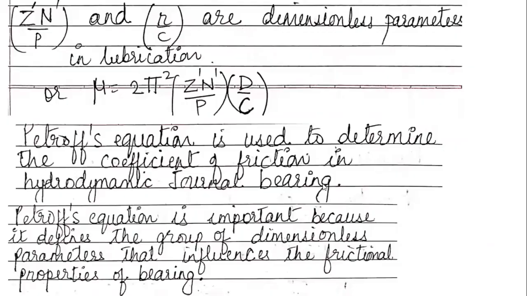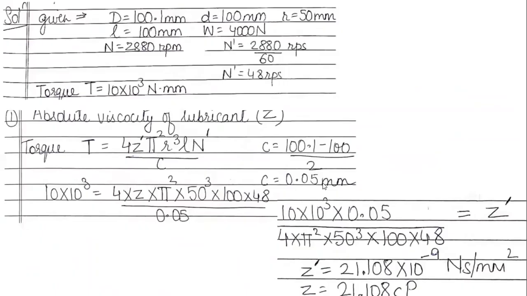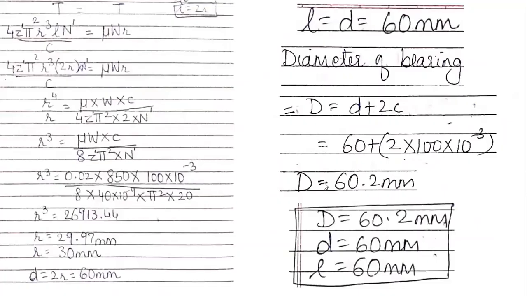So let us go back to our numerical and find out the diameter of the bearing. Small d, that is the diameter of the journal, we have found out already as 60. The clearance is given as 100 into 10 raised to minus 3. So once you do this calculation in the calculator, you'll get 60.2 mm. So I have found out the diameter of the bearing or bush. I found out the diameter of the journal or shaft, and I have found out the length of the bearing.